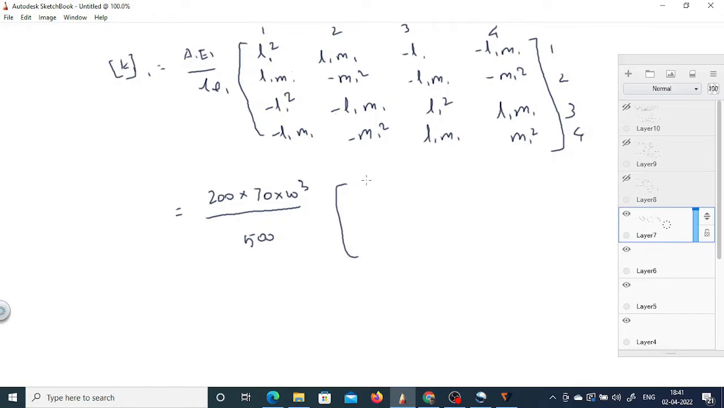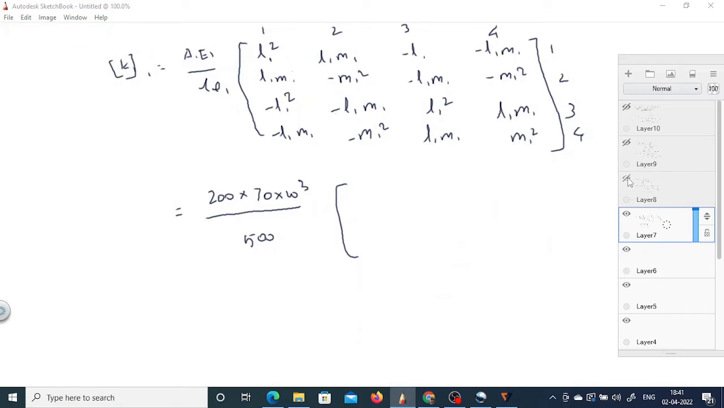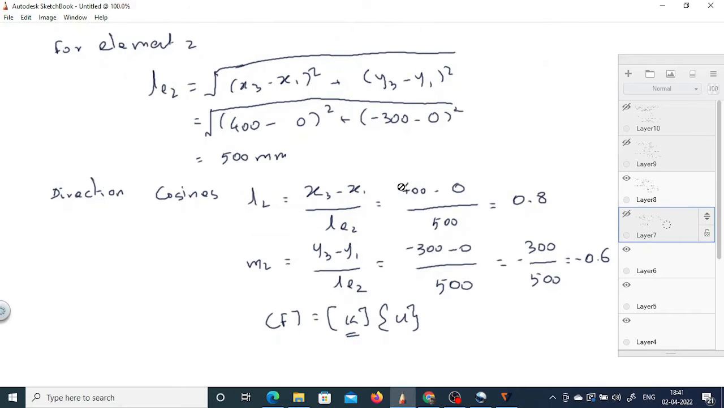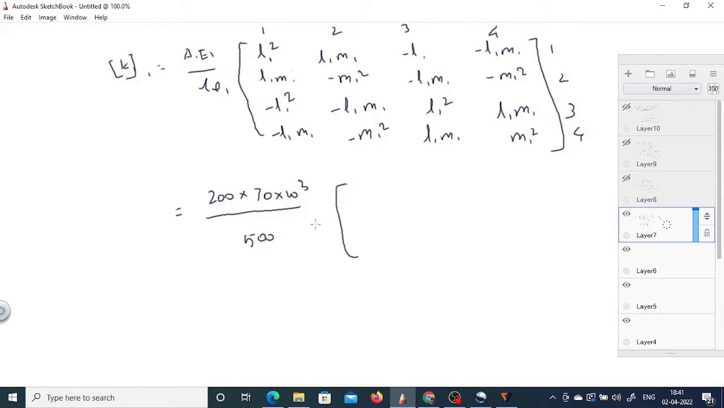What is L1? In the previous step we identified the L1 values. L1 is equal to minus 1, M1 is equal to 0. So I can recall L1 is equal to minus 1 and M1 is equal to 0 again. In the previous step we identified this, isn't it? L1 is equal to minus 1 and M1 is equal to 0.